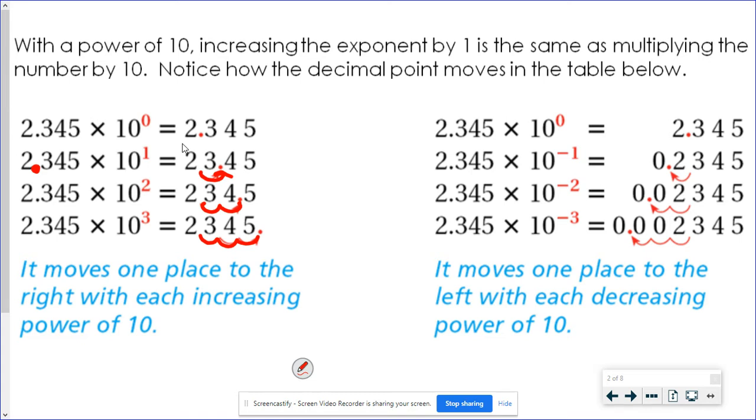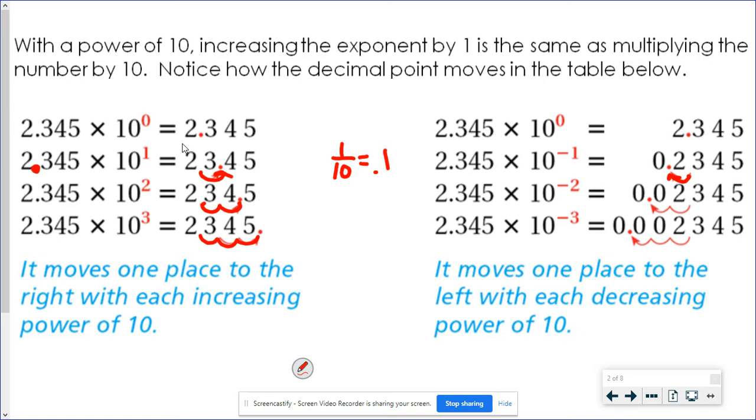10 to a negative exponent. 10 to the negative 1, we know that is 1/10. 1 over 10, which is the same as 0.1. Multiplying by 0.1 would make this smaller, which is why my decimal is going to move 1 place to the left. That does make it smaller in place value.